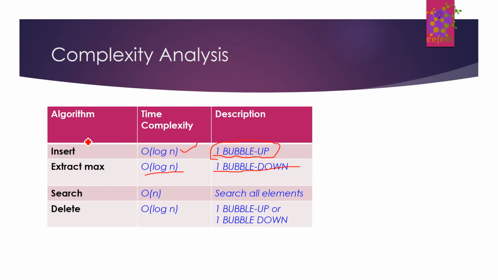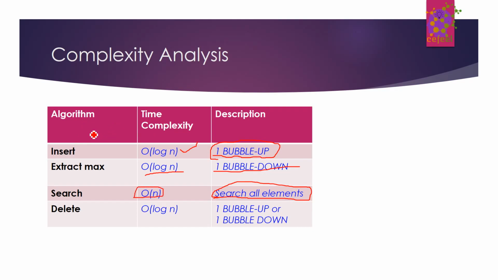Now the third one, which is search. In this case, there was no efficiency gained compared to an array. Essentially, we compare with the root. In the best case, if it's greater than the root, we exit, but otherwise we have to continue and search in the left subtree and also in the right subtree. So in the worst case, we end up comparing with every element, and hence it is n.